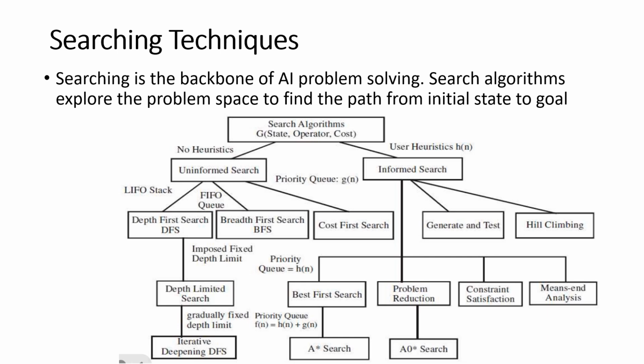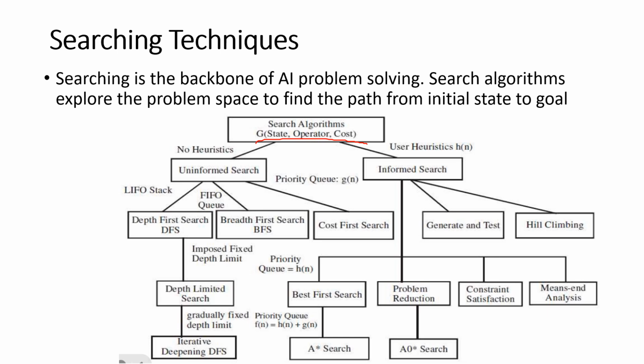So this slide shows how all AI search techniques are organized. We know that search means finding a path from start state to goal state. So searching algorithms explore the problem space to find the path from initial state to goal state. Here we can see state, operator and cost. State means where you are now, operator means what move you can take, and cost means effort or time or distance. So every search algorithm works on this same model.